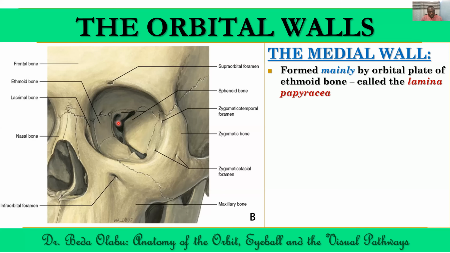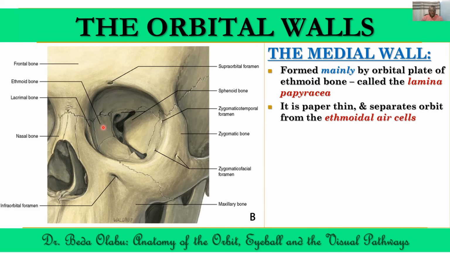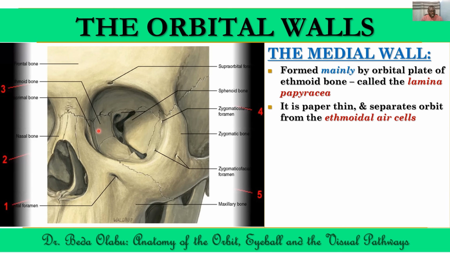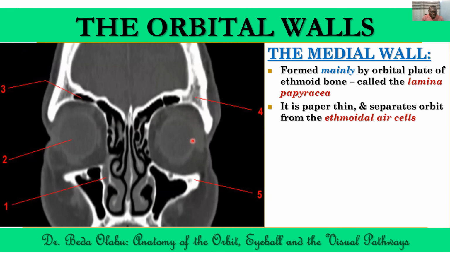So we can see a number of bones there, but the main bone is that one, the orbital plate of the ethmoid bone. This is a very thin bone. It's termed the lamina papyracea. Very thin bone, paper thin actually. And this bone separates the orbit from the ethmoidal air sinuses. This image shows you that. So this is the lamina papyracea, very thin bone, or that one, lamina papyracea. And these are the ethmoidal air sinuses. Do not confuse that with the nasal cavity, which is this one.